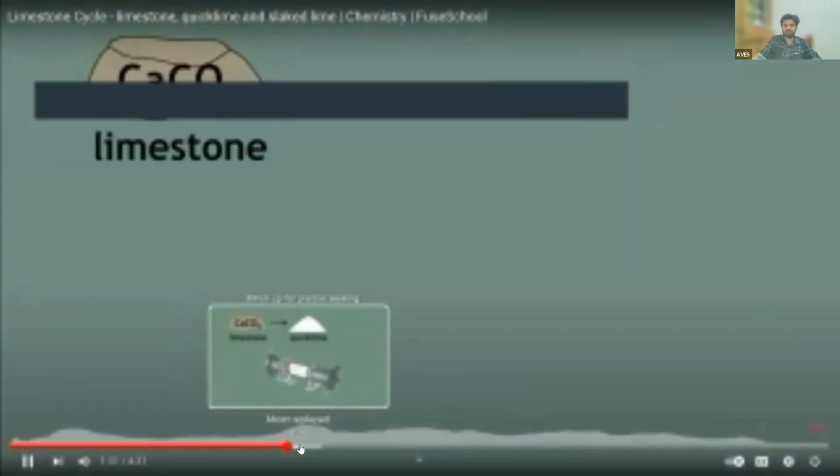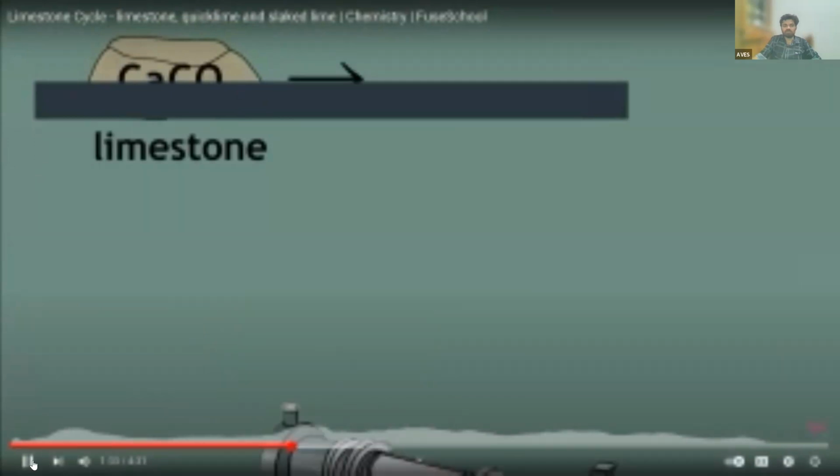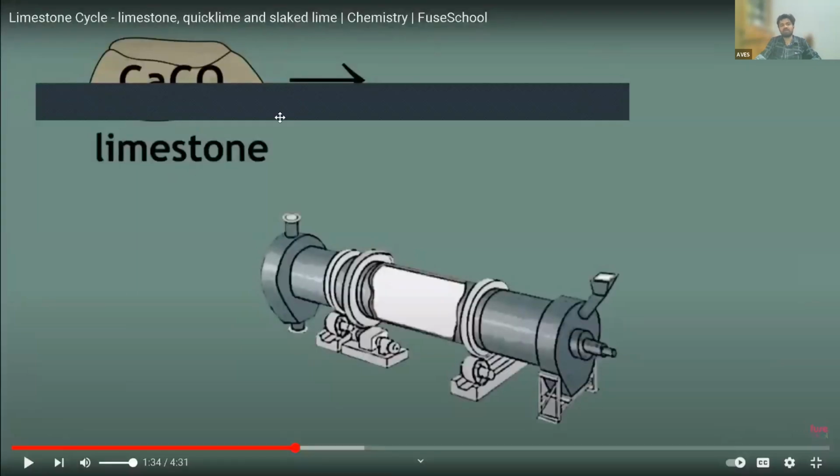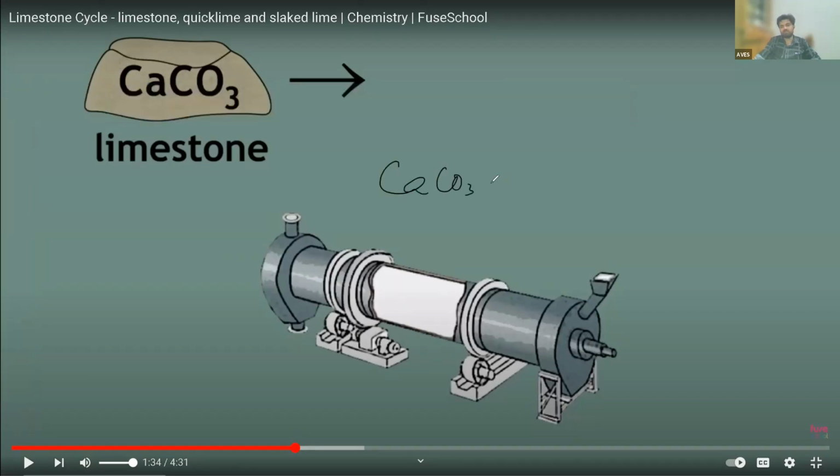Limestone can be thermally decomposed in a rotary kiln. So when you have limestone and you keep heating it, it will release carbon dioxide and form calcium oxide. Like you have limestone, calcium carbonate, CaCO3, and you heat it. When you heat it, it will become calcium oxide and release carbon dioxide. So this is calcium oxide.